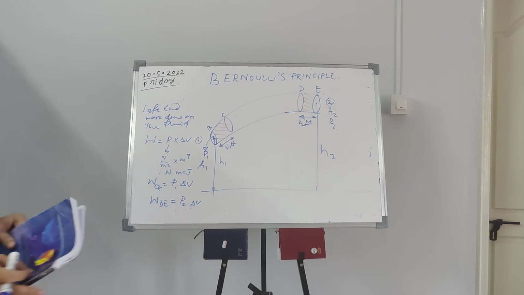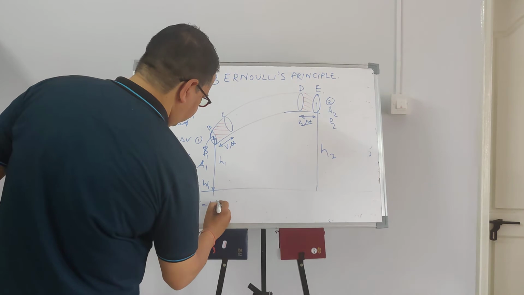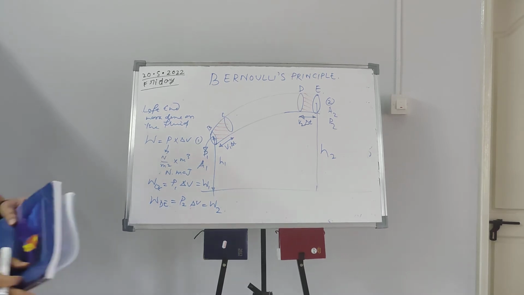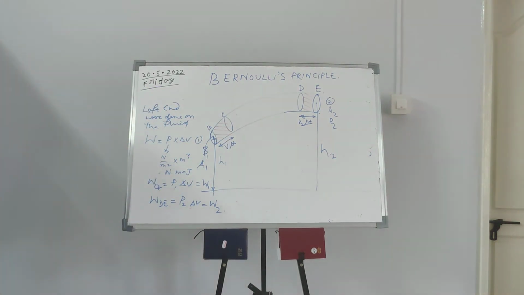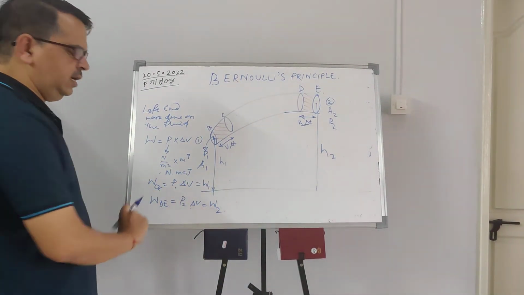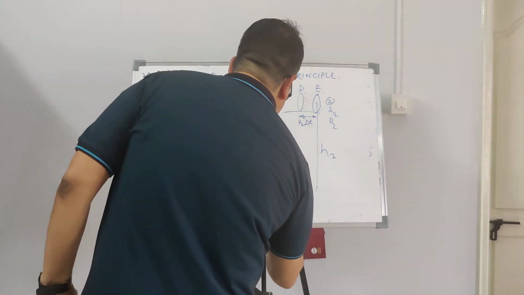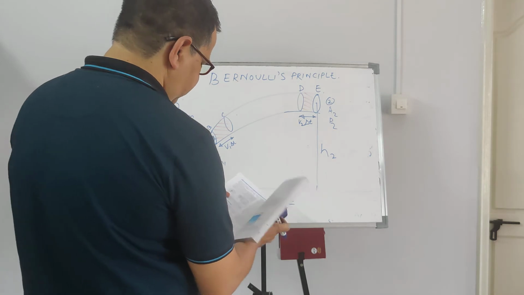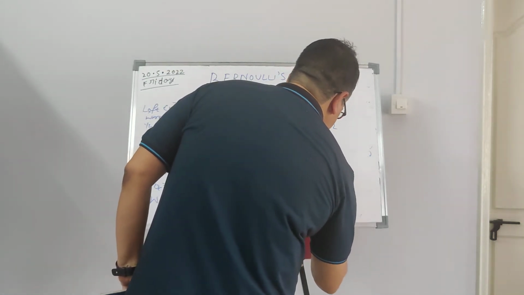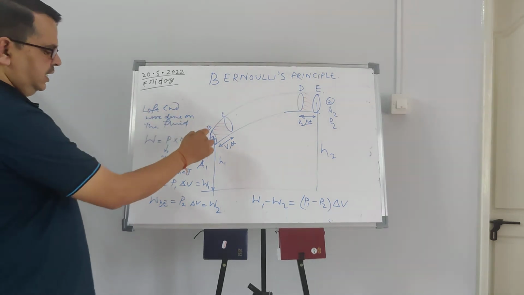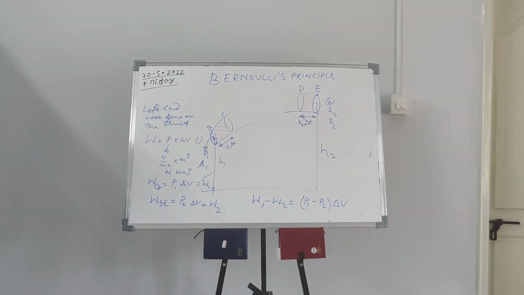This is otherwise called W1 at end 1, and this is W2 at end 2. The total work done on the fluid: if you consider it as a single system, at this end you are doing P1 delta V work, at the other end P2 delta V work. So W1 minus W2 is equal to P1 minus P2 into delta V. Don't worry about the sign at this moment. So W1 minus W2 is the net work done on the system, equal to P1 minus P2 into delta V.